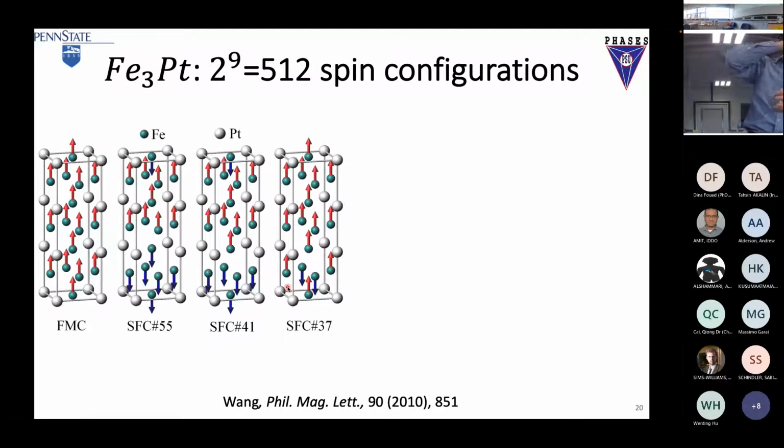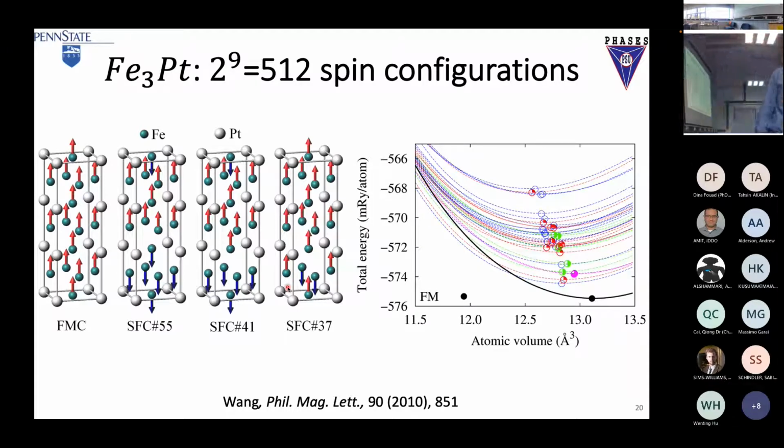Let's give four examples here. You can calculate the 0 Kelvin energy by DFT. You find that the FM is the lowest energy state, the other ones are higher energy states, but they all have smaller volume. That's why they have negative thermal expansion: when temperature goes up, the metastable ones start to show probability, and together the total volume can decrease, even though each of them increases volume. So that's the physics behind it.